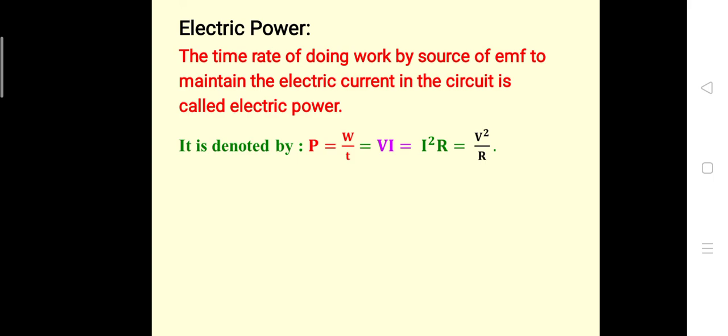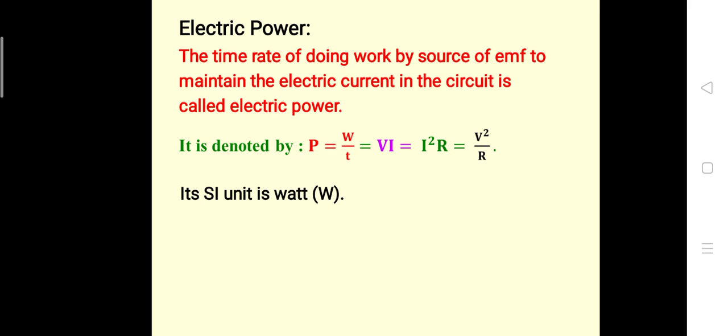How can you find VI? Just put the value of W, that is equal to VQ, and Q upon t is equal to I. So the result will be VI. Put the value of V, that is equal to IR, you will get I squared R or V squared upon R. These are all the formulae of electric power. Power P is equal to work upon time or VI or I squared R or V squared upon R. SI unit of electric power is watt, denoted by capital W.